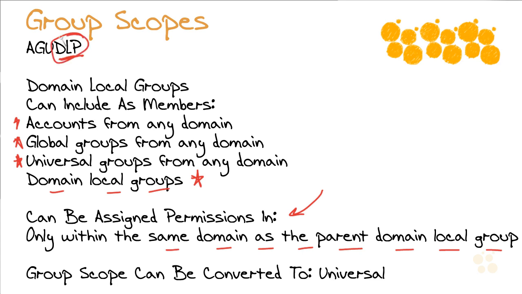What would we have, by the way, as membership typically? Well, global groups if we're in a small environment, or universal groups if we're in that much larger environment. We can convert these to universal groups, but once again, only if the domain local group doesn't contain other domain local groups when we go to make that conversion.